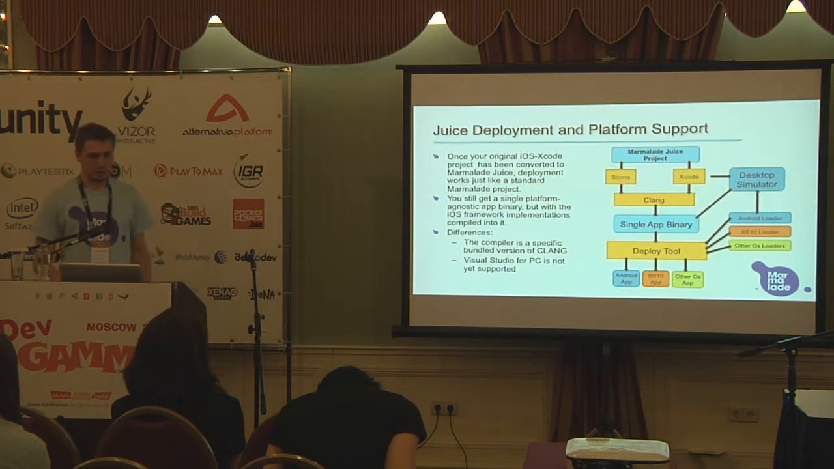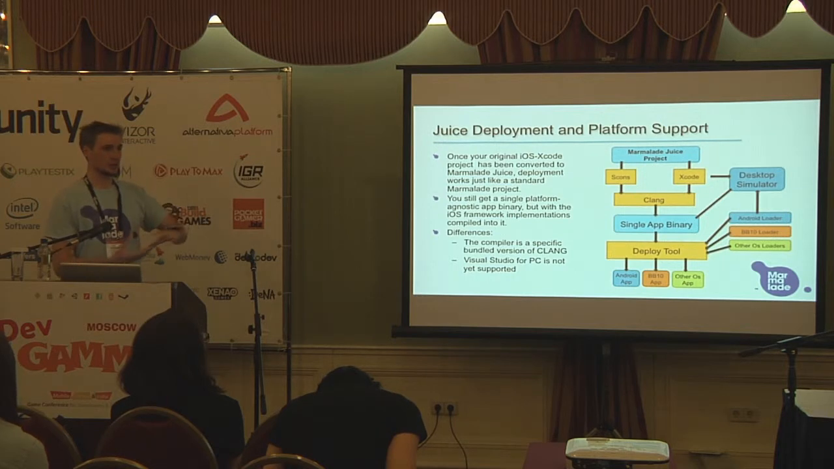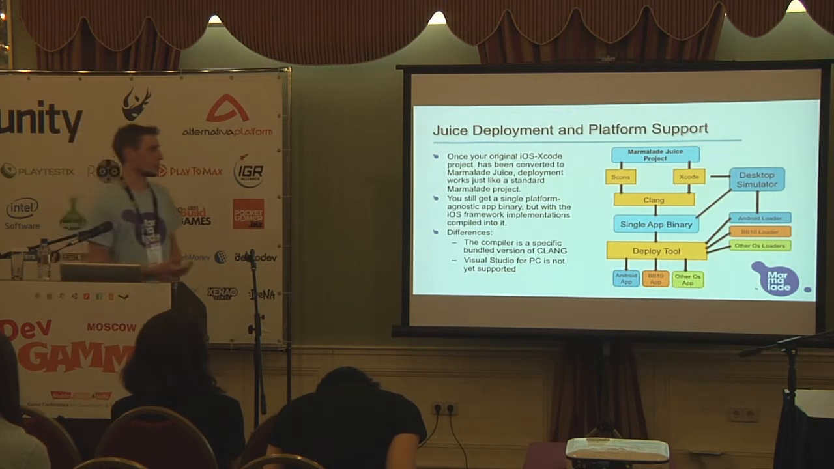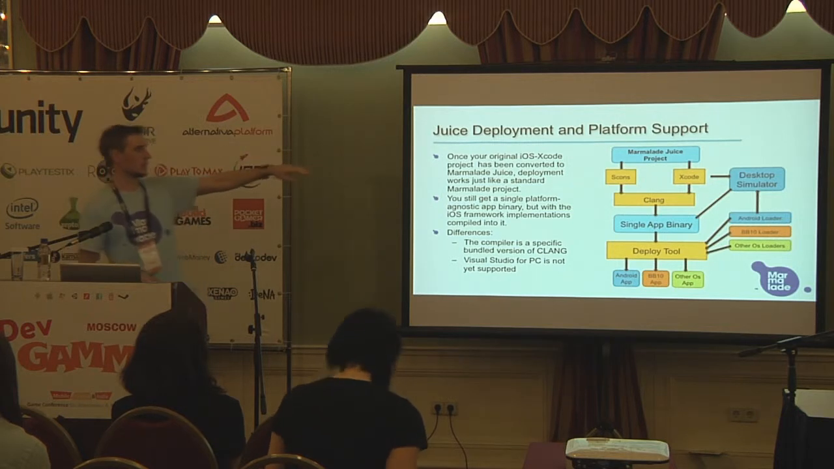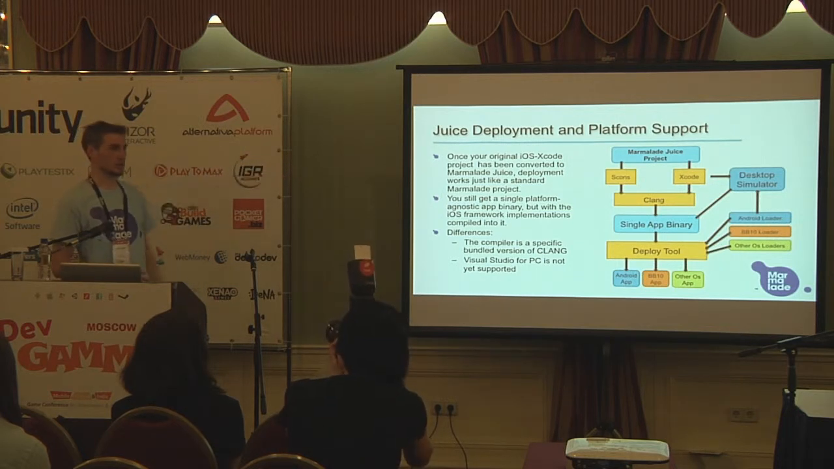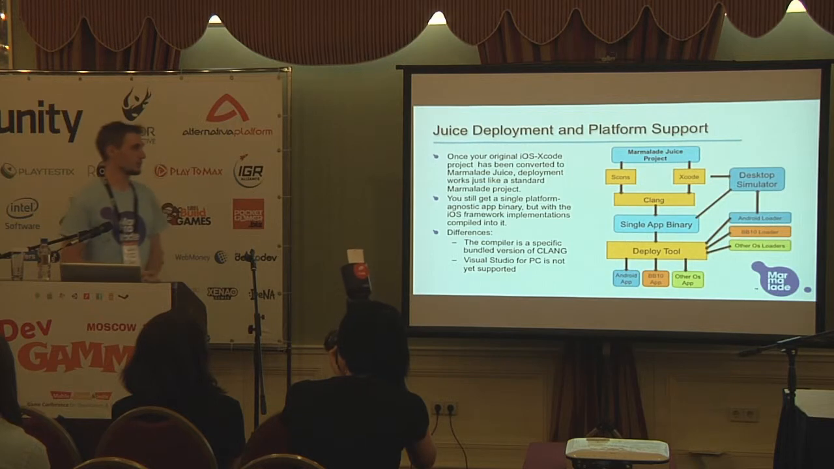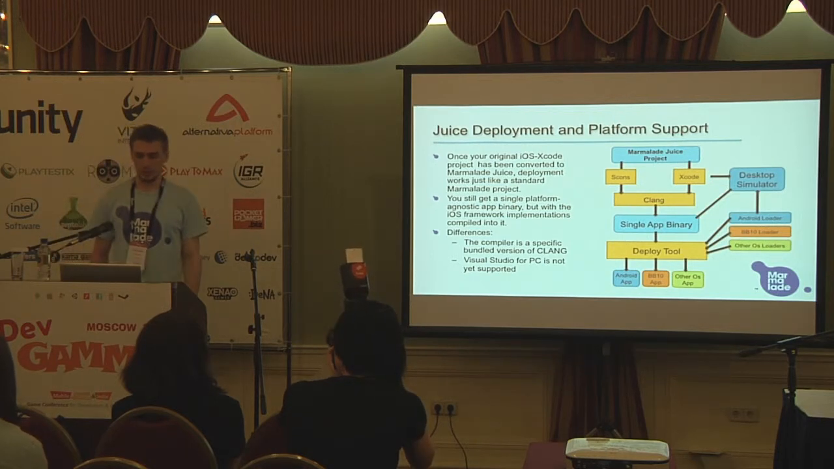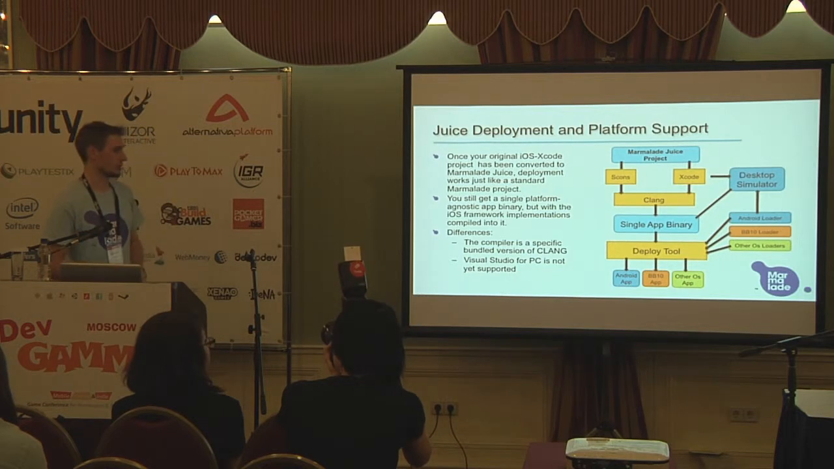And when it's all combined into a single project, when you append your project with all the files you need, you can just open your original iOS Xcode project, convert it, and use either Xcode or Scons building tools with Clang to get a single binary, pass it to the deployment tool, and get it working on different devices.